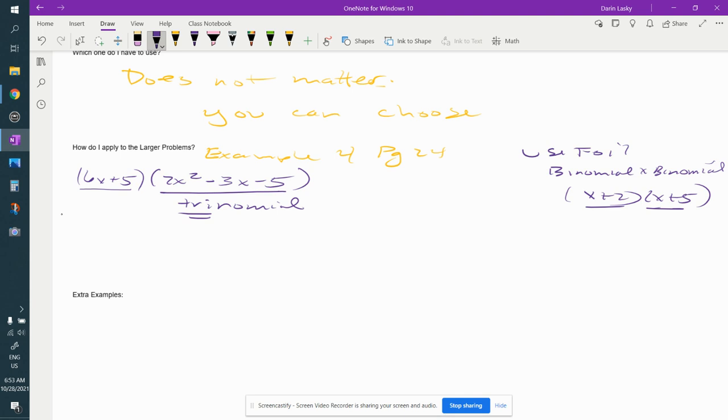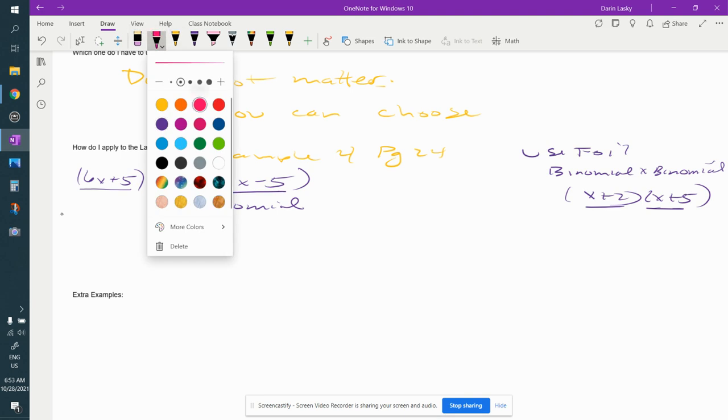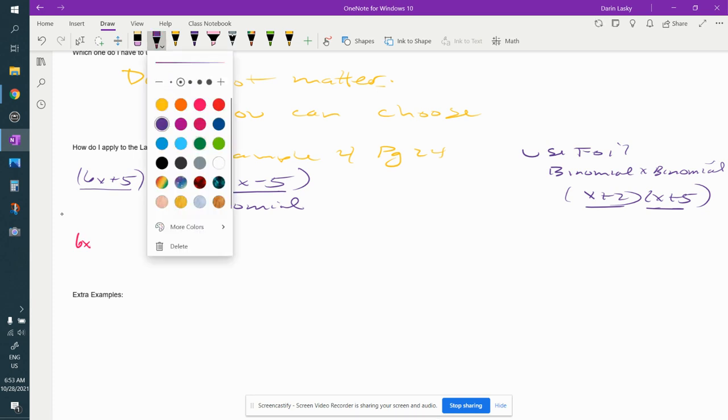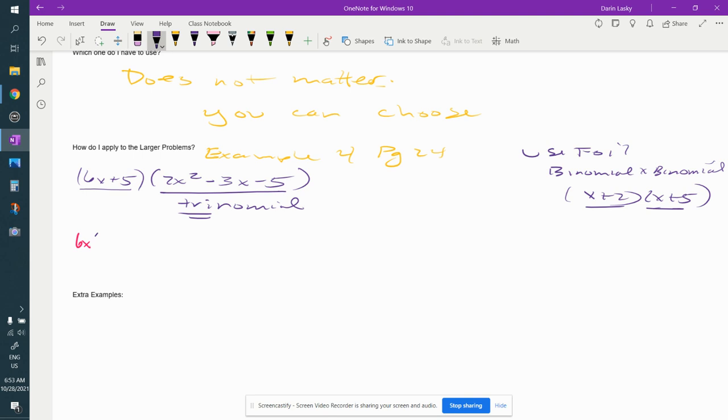So now, what I suggest doing is you're going to do the distributive property twice. Okay? So I'll go to pink here. We're going to take 6x and put that right here. And then I'm just going to rewrite the parentheses that's in purple, 2x squared minus 3x minus 5.